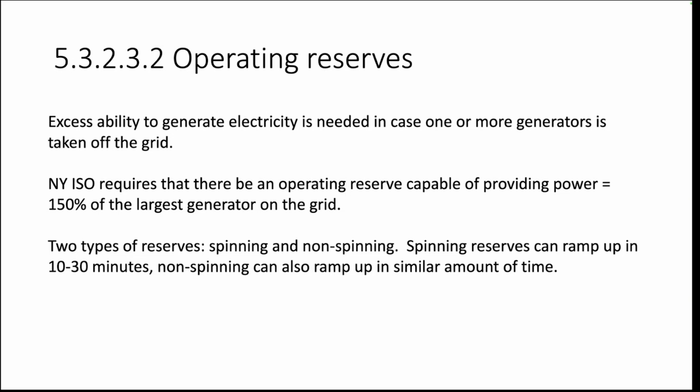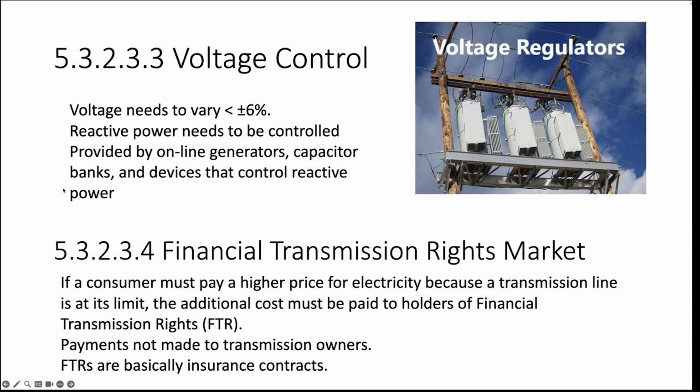So there's two types of reserves. There's spinning and non-spinning. Spinning reserves can ramp up in 10 to 30 minutes. Non-spinning can also ramp up in a similar amount of time, basically turning the on switch. Then there's voltage control. The voltage needs to vary less than plus or minus 6%. So reactive power needs to be controlled, and this is handled by online generators, capacitor banks, and devices that control reactive power. And then there's the financial transmission rights market.